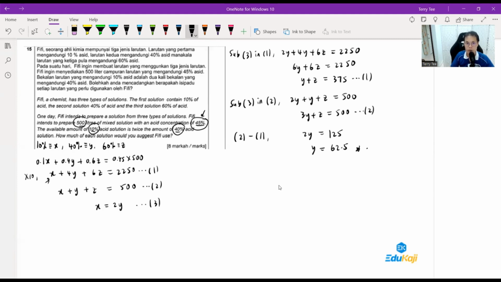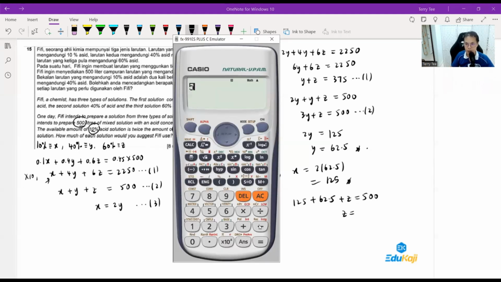62.5. So the volume of the 40% solution is 62.5. Then we just sub inside equation number 3 to find x. Your x is 2 times 62.5, which is 125. And lastly, I want to find z. I think we can just sub inside equation number 2. It looks easier. Your x is 125, your y is 62.5, your z is an unknown. Total is 500. So let's take 500 minus 125 minus 62.5.